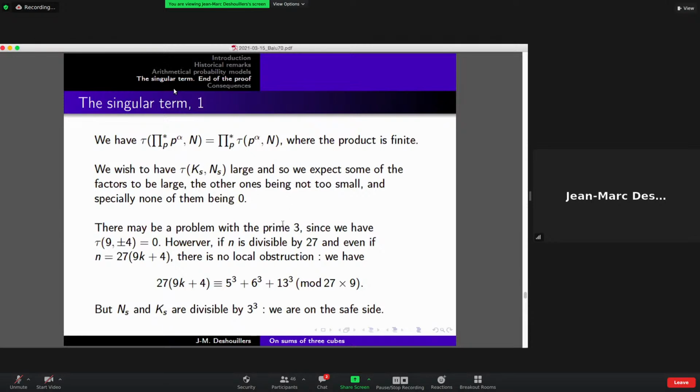Okay, no problem. There might be maybe a problem with the prime 3 because tau of 9 and plus or minus 4 is equal to 0. Sure. But if n is divisible by 27, and even if it is 27 times a number which is congruent to 4 or 9, there is no local obstruction again. For example, 27 times (9k plus 4) is congruent to a sum of 3 cubes mod 27 times 9. So this is fine. There is no obstruction.